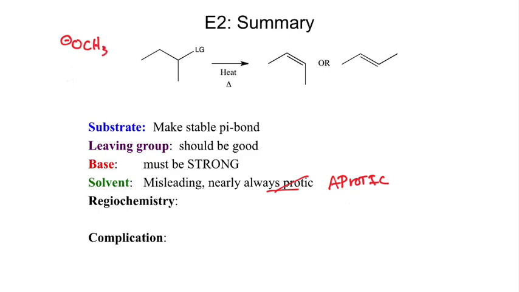How did you get it to be negatively charged oxygen? You took methanol, OCH3, and you added sodium metal to it. What does the sodium metal do? It removes the hydrogen, giving me the negative charge. Am I in a protic solvent? Yes. So the solvent is very, very misleading there.